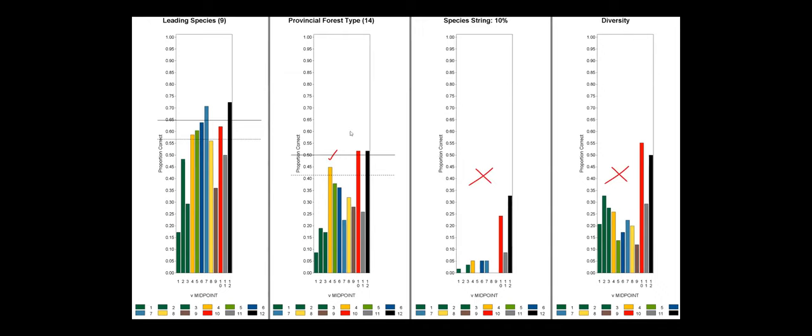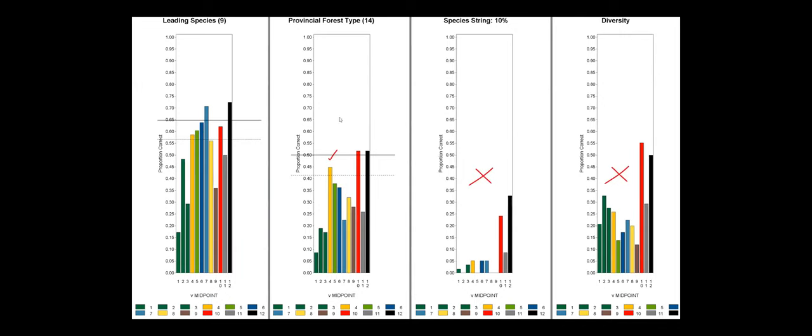When we move to the provincial forest type, I think the benchmark may be more around 50%. And it does depend on what's classified with what. But here we can see there's really only one remote sensing solution that's within striking distance of the target.